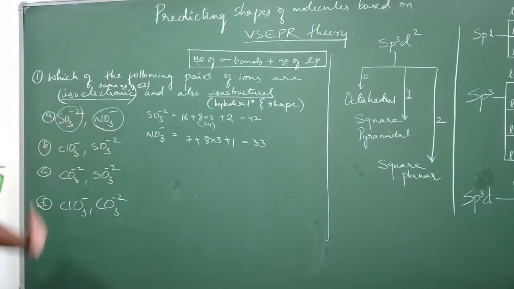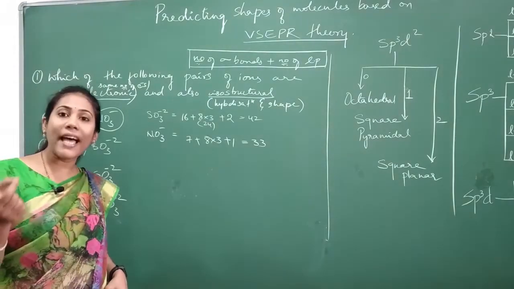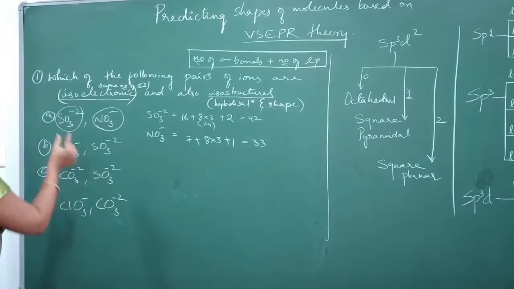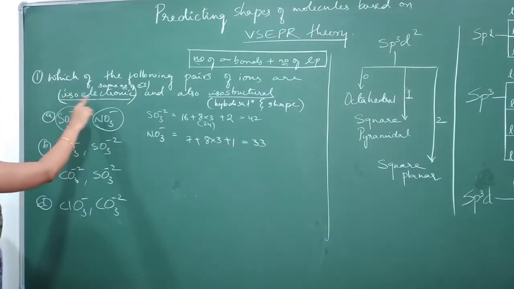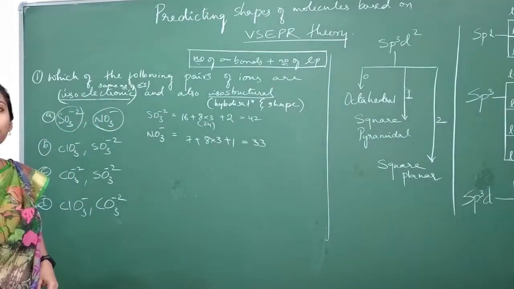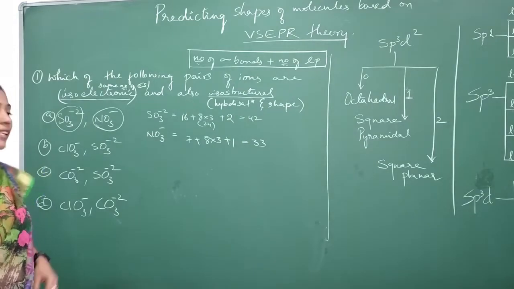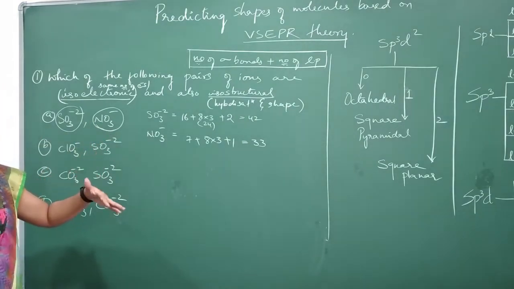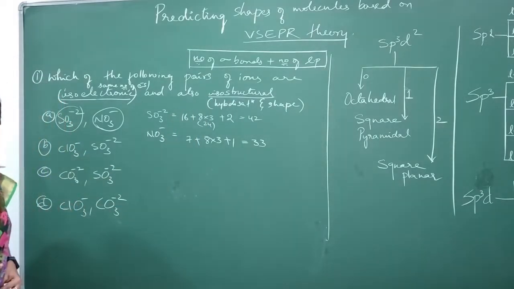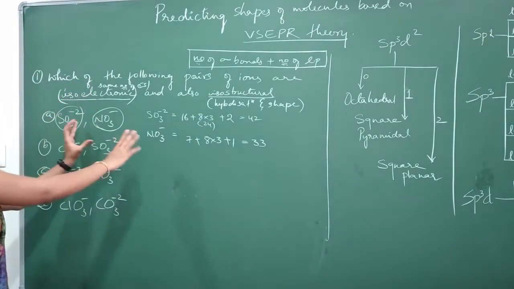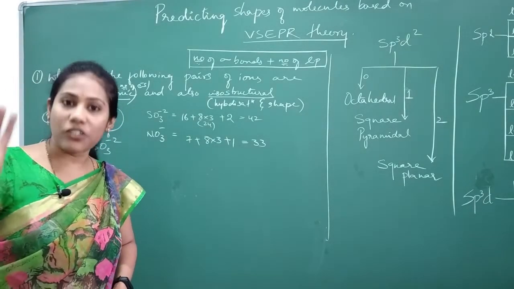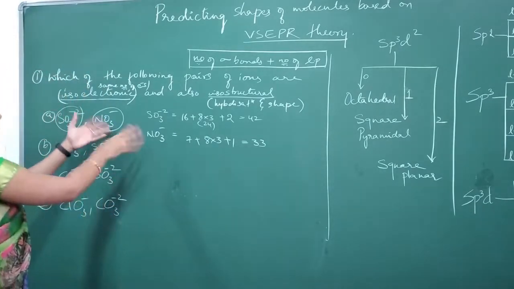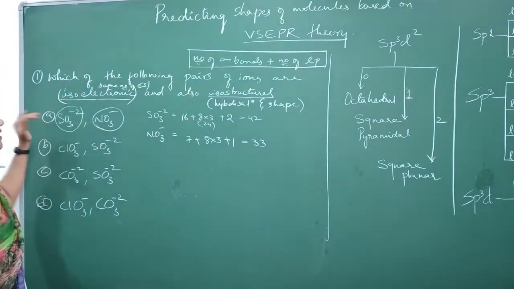So are they isoelectronic? What I said, isoelectronic in the sense the molecules should have same number of electrons. This molecule has 42 electrons and this molecule has 33 electrons. They are not isoelectronic. So you can eliminate this option. No need of checking for isostructural. Right? So what they are asking, pairs of ions should be isoelectronic and they should be isostructural also. Okay, they are not even isoelectronic. So that's how we have cancelled this option.